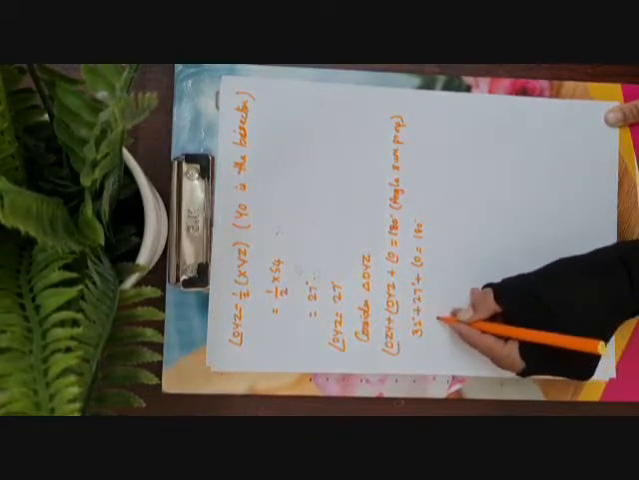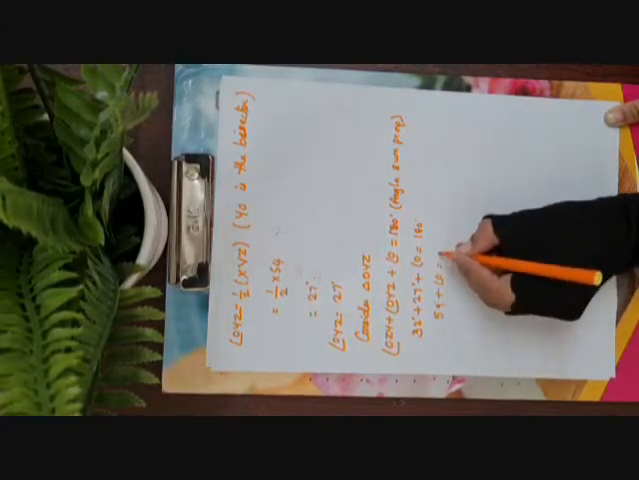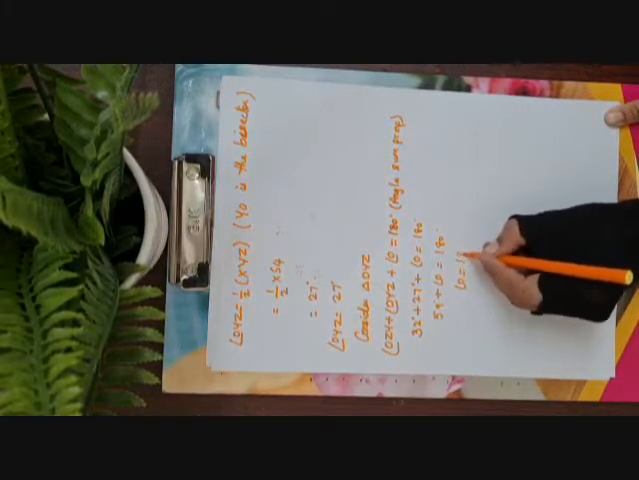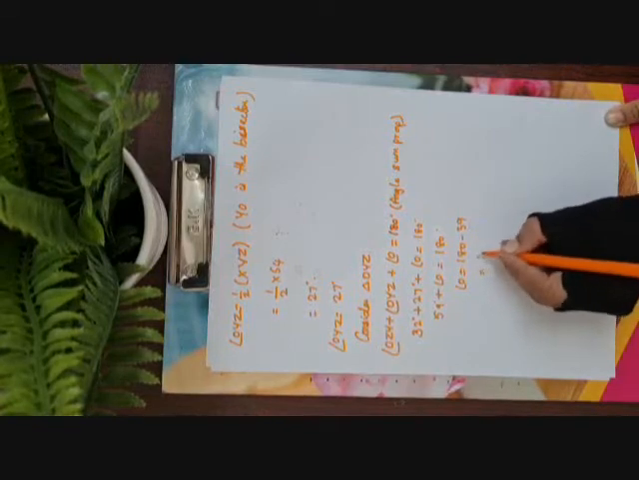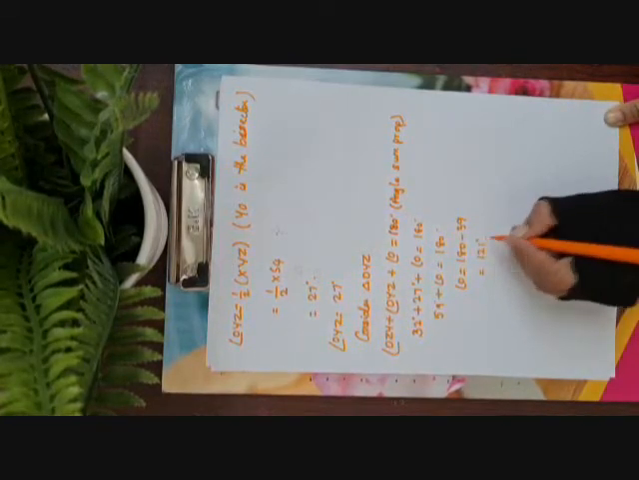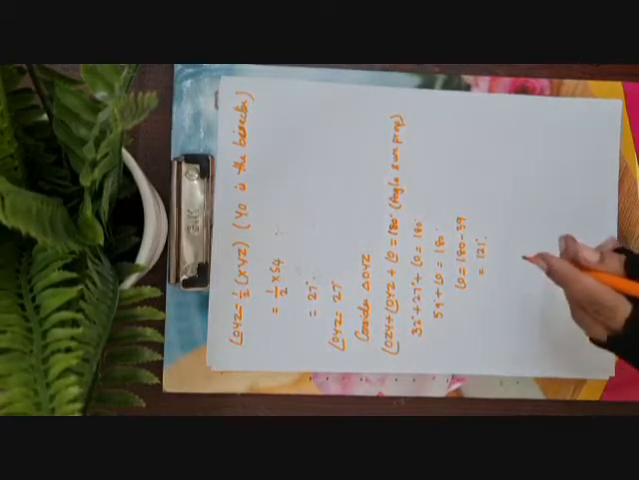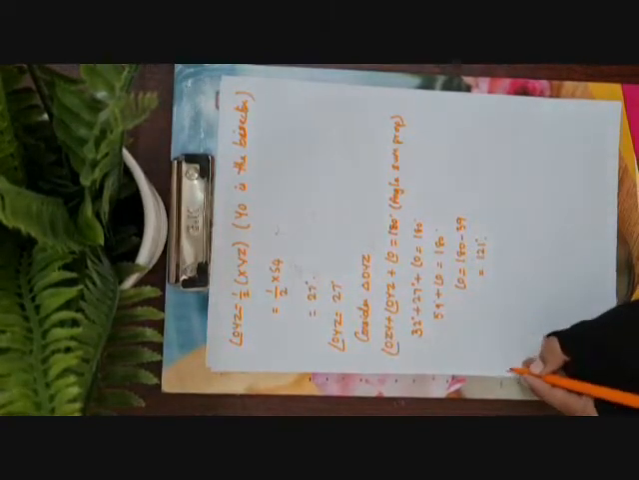32 plus 27 is 59. 59 plus angle O is equals to 180 degrees. Angle O will be equal to 180 minus 59, that is equals to 121 degrees. Okay children, this is what they asked us in the question and we have found both the angles. Now moving on to the next question, the 10th one.